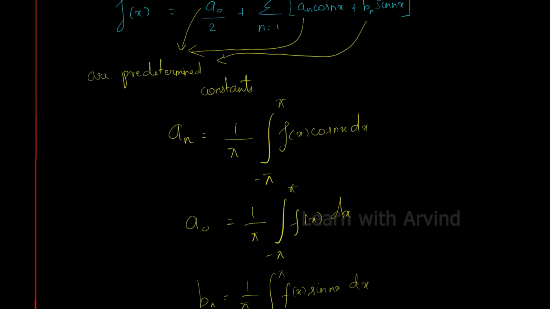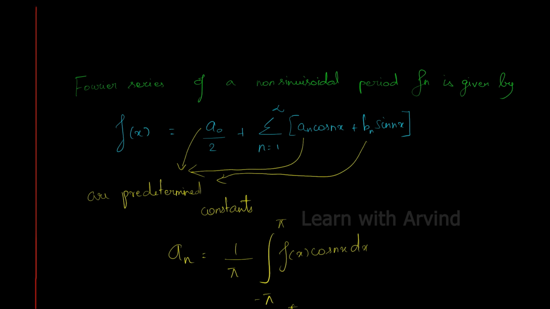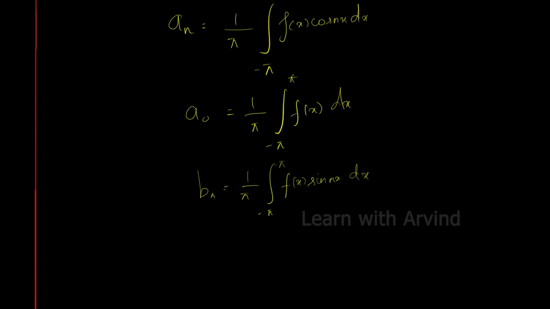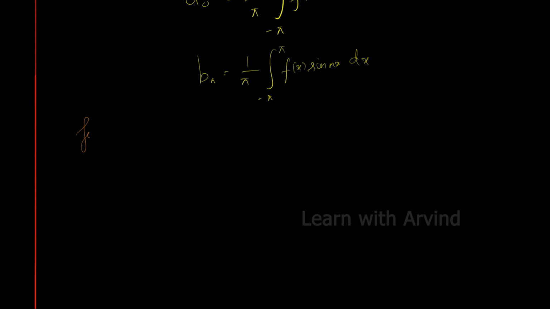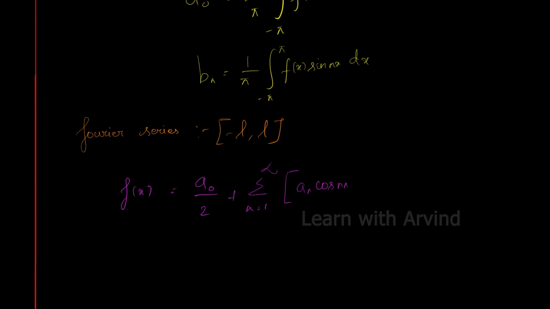The Fourier series which we have written here is for a range of minus pi to plus pi. If you are having any other interval other than minus pi to plus pi, say the interval minus L to L, then the Fourier series for the interval minus L to L is given by f of x is equal to a0 by 2 plus summation n is equal to 1 to infinity an cos n pi x by L plus bn sin n pi x by L.